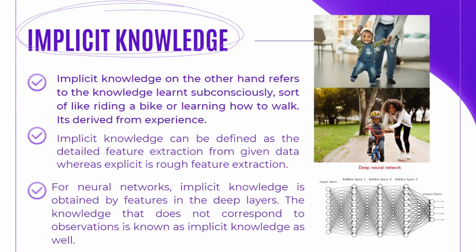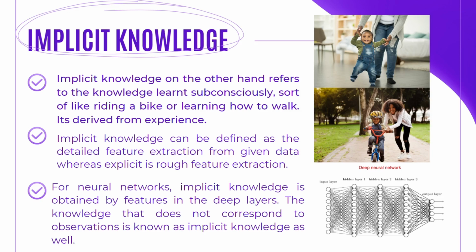Next is implicit knowledge. And implicit knowledge, on the other hand, refers to the knowledge learned subconsciously, sort of like riding a bike or learning how to walk. It is derived from experience. So implicit knowledge is something that we learn subconsciously, and after some training, we are able to implement the task that is needed.